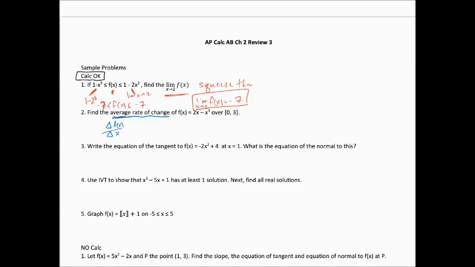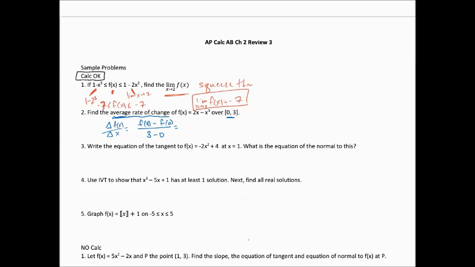Normally sometimes we see it as s of t or x of t, but this time we have an x. So what does this mean? Well, this means that this is my interval from 0 to 3, so that's going to be my delta x. So that'll be 3 minus 0. My change in position here, or the delta f in this case, is going to be f of 3 minus f of 0. So let's work this out.